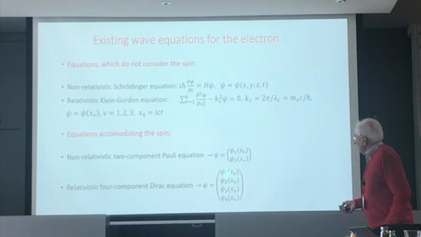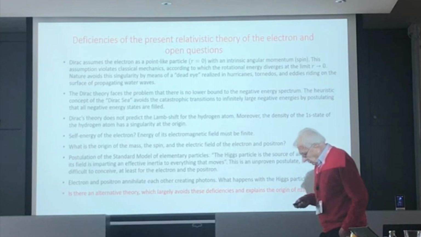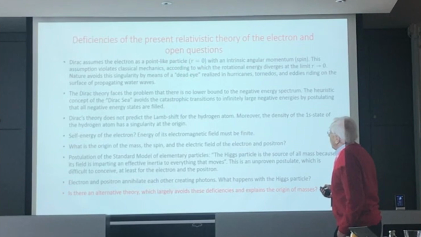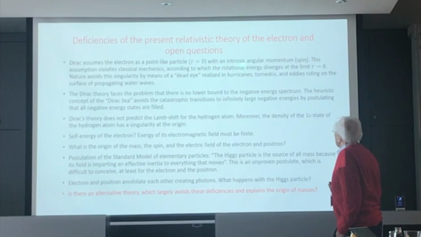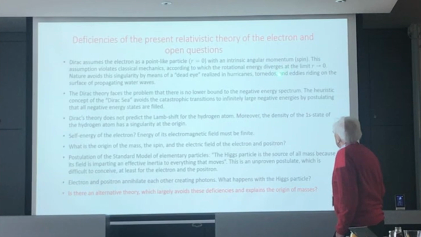But now, you see already that we have four coordinates. The fourth coordinate is the time coordinate. I come to this. Now let's discuss a little bit. Dirac assumes the electron as a point-like particle, but it comes with an intrinsic angular momentum, that is the spin. But this assumption violates classical mechanics, according to which the rotational energy diverges in the limit where the radius goes to zero. So we have a problem.